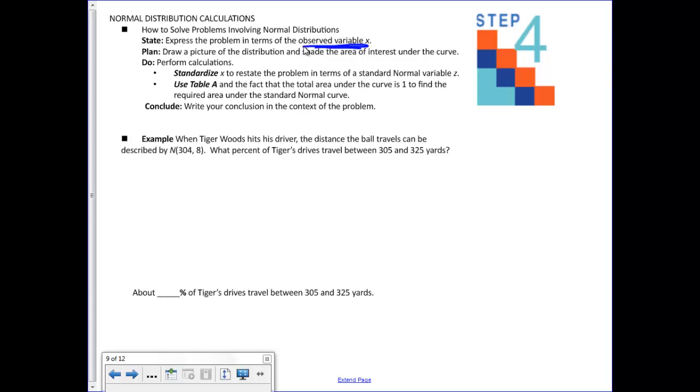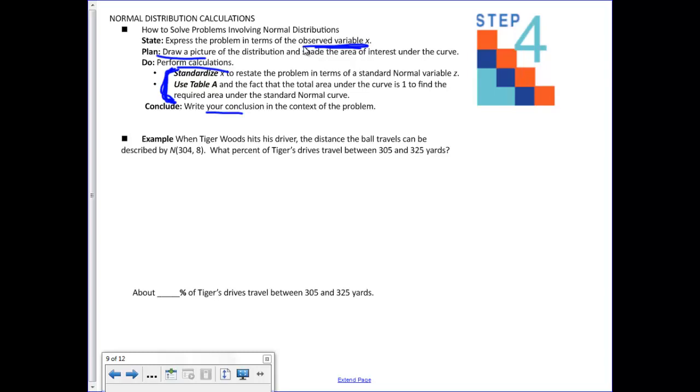In other words, what are we talking about? And I'll walk you through this in a second here. We draw a picture, we perform our calculations, which means we usually have to standardize and use table A, and then we write our conclusion.